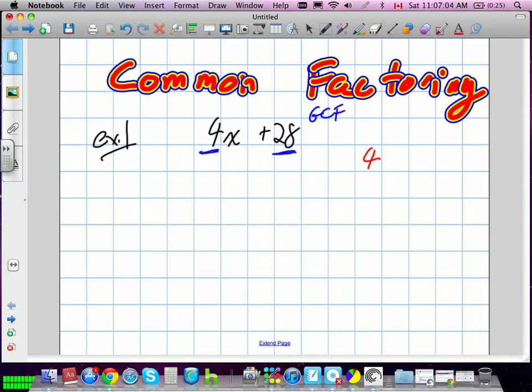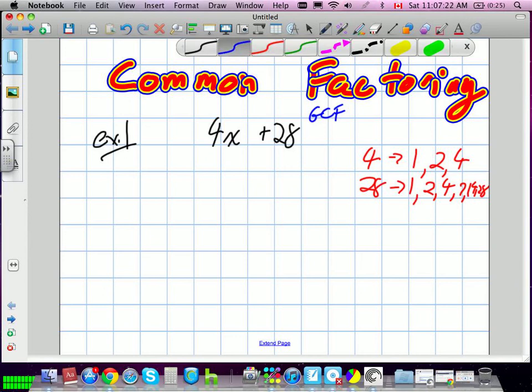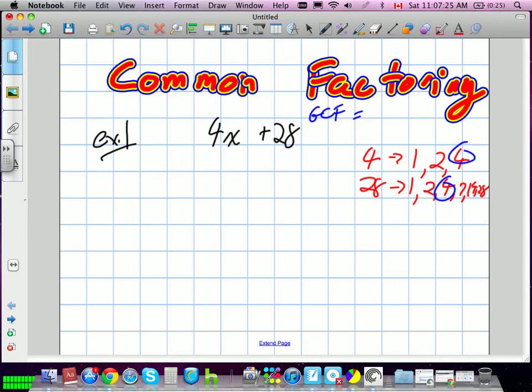So we have 4 and 28. Right? And we just look through the factors of them. So we have 1, 2, and 4 for the factors of 4. And we have 1, 2, 4, 7, 14, and 28. You were able to tell really quickly that it was 4, our greatest common factor. So that's great. We know the greatest common factor is 4.